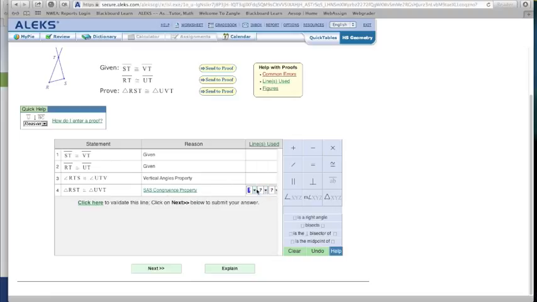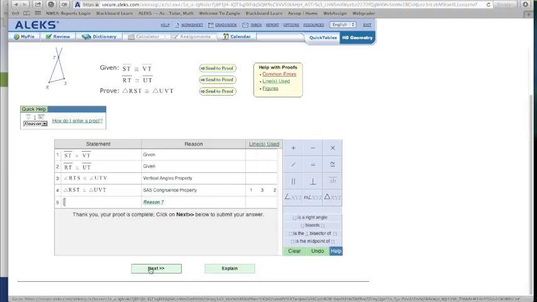So I have this first side here, that's statement 1. The angle here between them, that's statement 3. And then the second side, which is statement 2. And now I can go ahead and submit this for grading.